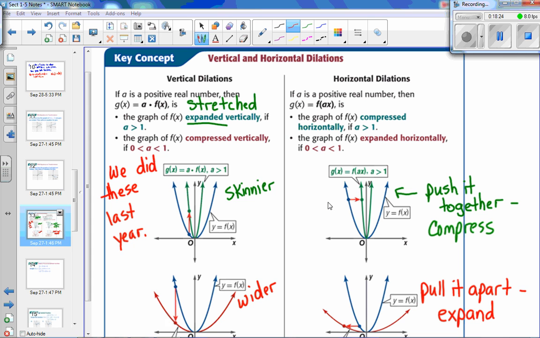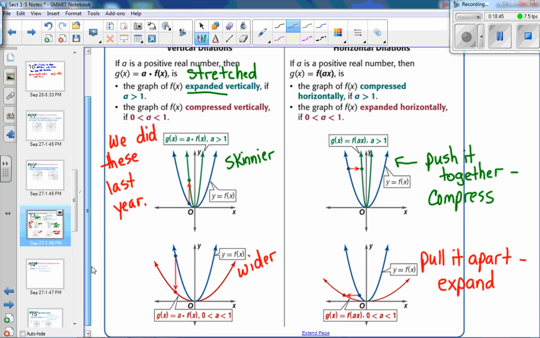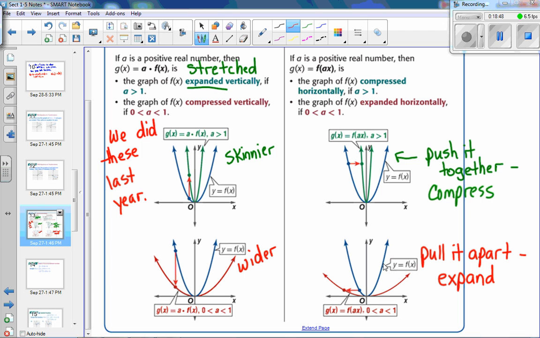What we didn't do, we didn't talk about horizontal dilations, which means you take the number inside the parentheses with the x value. And what happens there is it's compressed if the value of a is bigger than 1 and you're putting it inside the function with the x. And then it's like you're pushing it together, so it's compressed together. Or it would be considered expanded horizontally. Imagine that you pulled these two things apart. And that's going to happen if you have a value between 0 and 1 that you're putting into the function as a coefficient of the x.